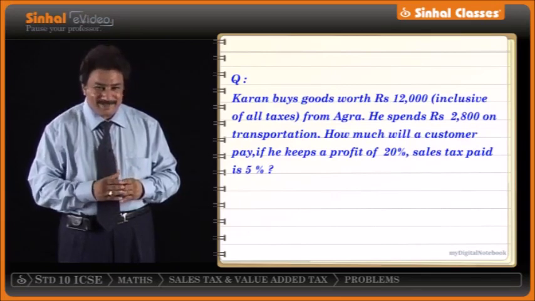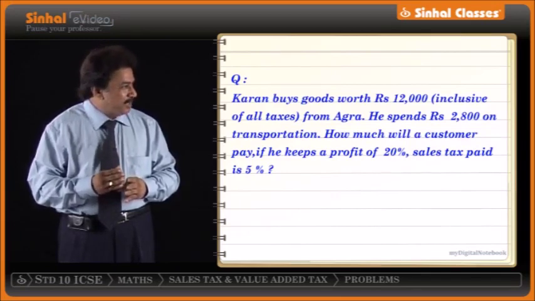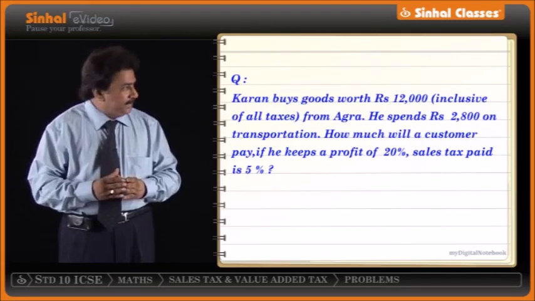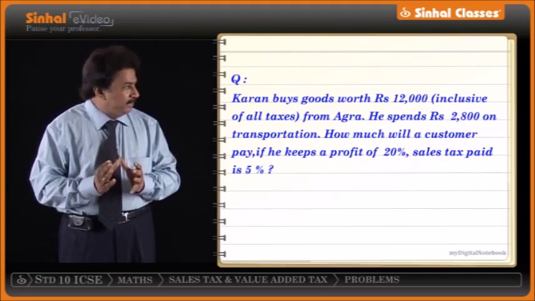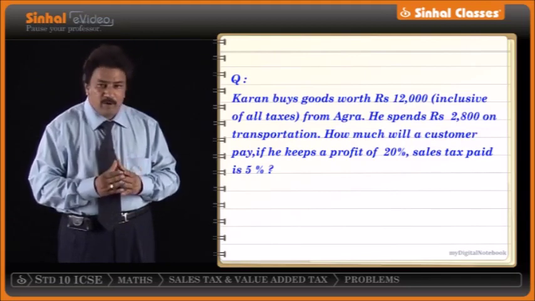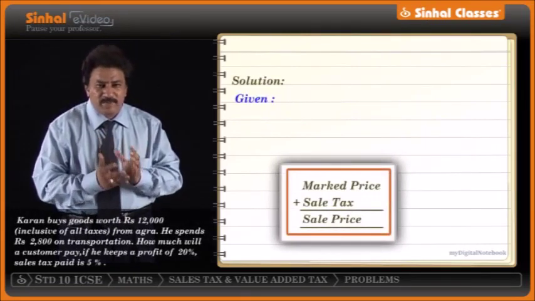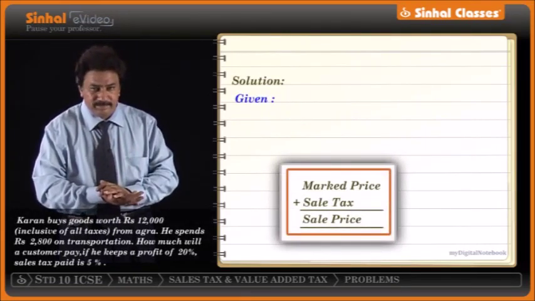That doesn't make much difference. He spends 2,800 on transportation. Then, how much will a consumer pay if he keeps a profit of 20% and the sale tax paid is 5%? Now, first of all, you should find the cost price for Karan.